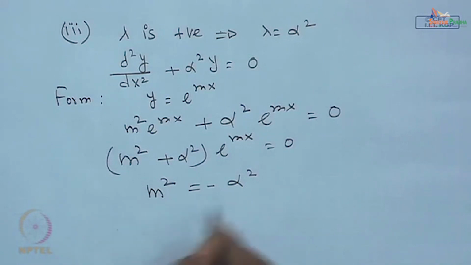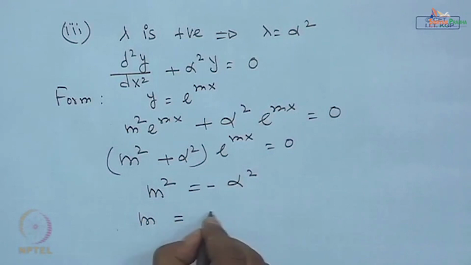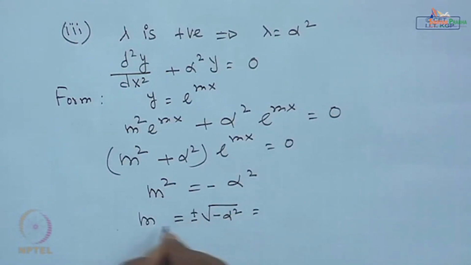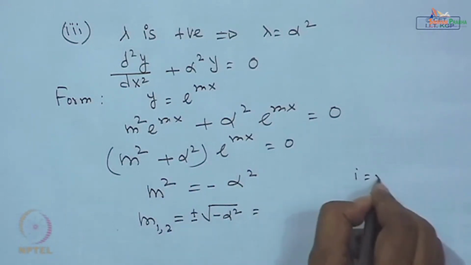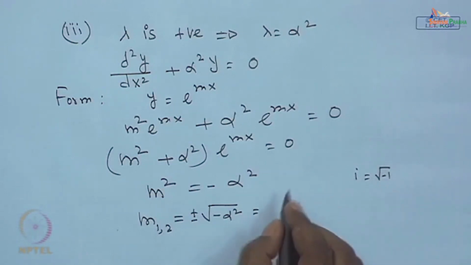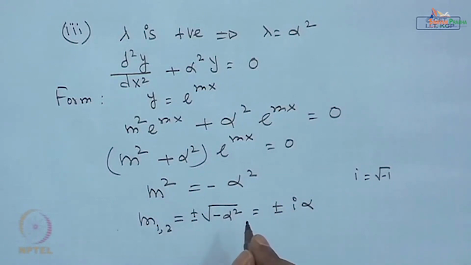So, what we get is, what is the solution? The solution is of course plus minus root over minus e to the power minus alpha square. So, it will be root over minus 1, which is nothing but i, the imaginary quantity. So, it will be plus minus i alpha. So, that is the solution of this characteristic equation, and the two roots are i alpha and minus i alpha.